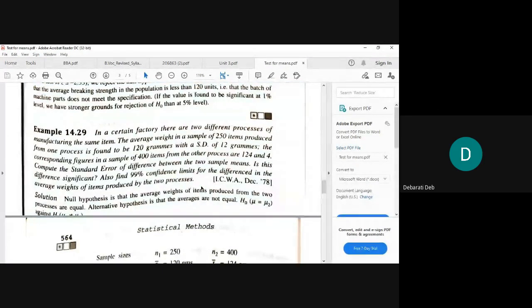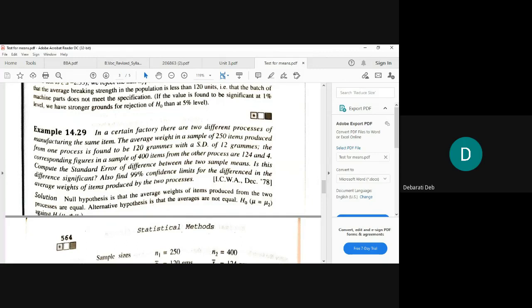Okay, so let us discuss 14.29 today. It is said that in a certain factory, there are two different processes of manufacturing the same item. So from the first line itself, we can get a hint that this is talking about two different samples. So either it will be a test of equality of two proportions or test of equality of two means. Either of these two, the test we will have to select.